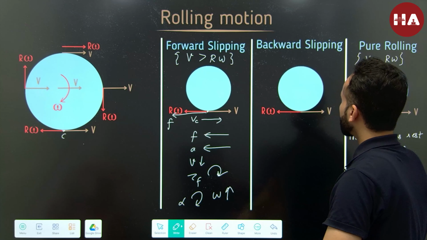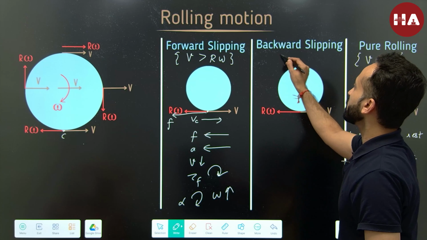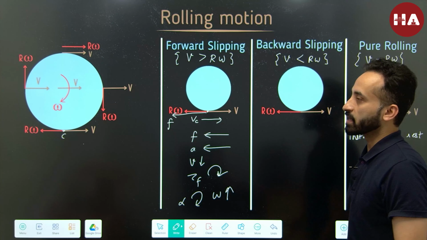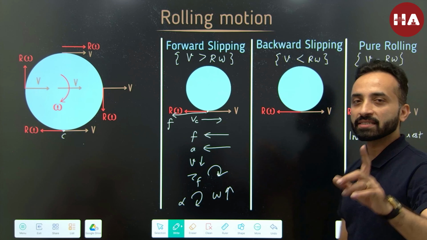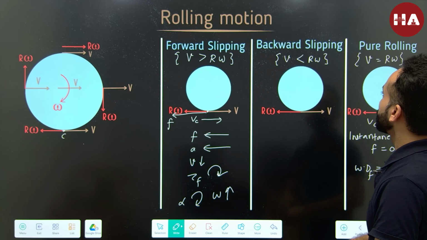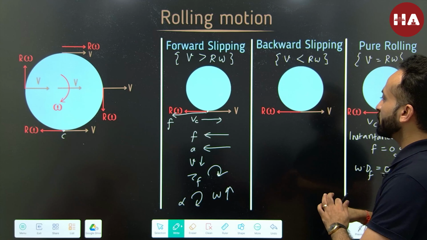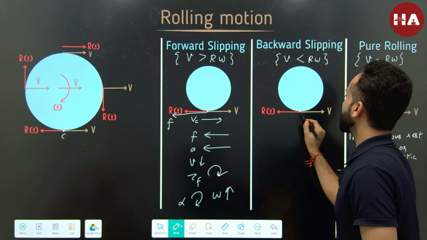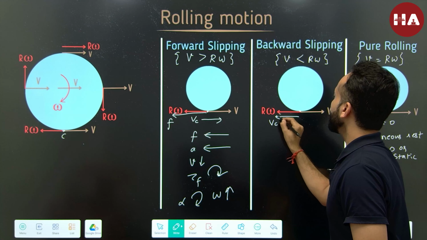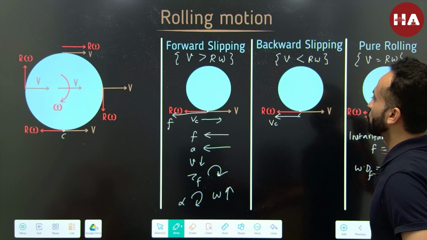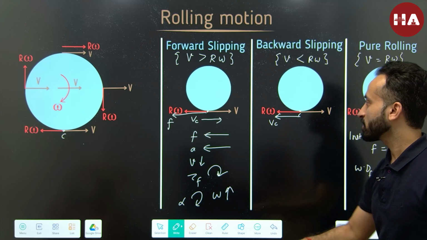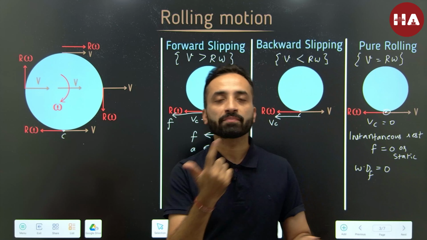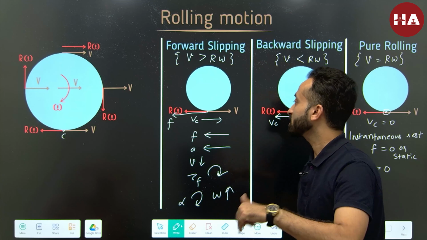Okay. Now think about backward slipping. When does this happen? When V is less than R omega. Let's quickly look at it. R omega is more than V. So which direction is C going to move now? C will move towards the left. C will have a net velocity towards the left. Why? Because R omega is greater than V. Somehow you've managed something, because of which R omega is greater than V.